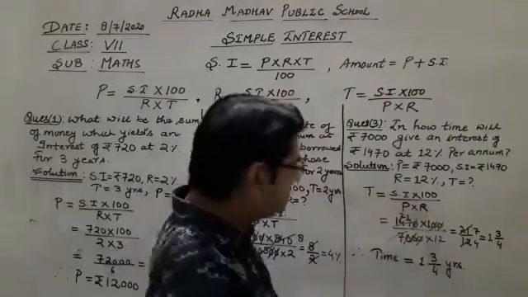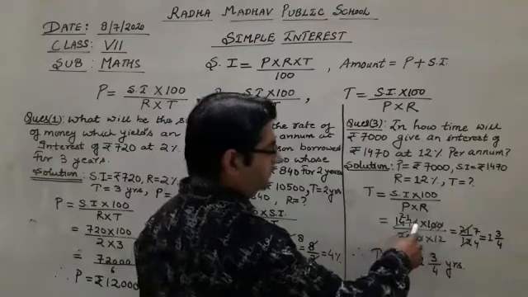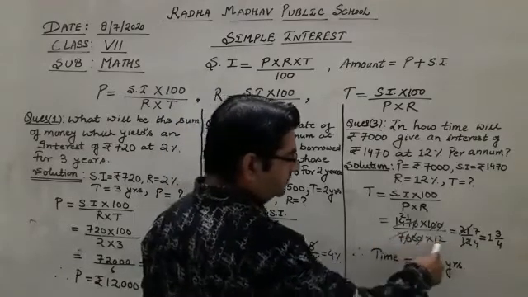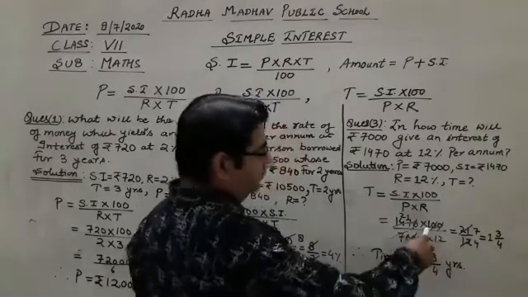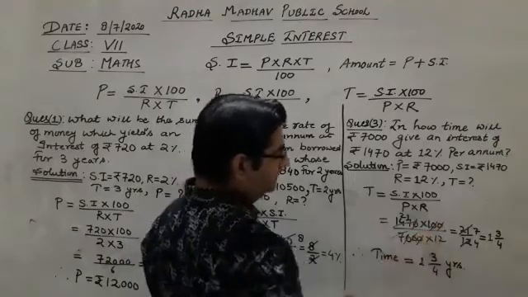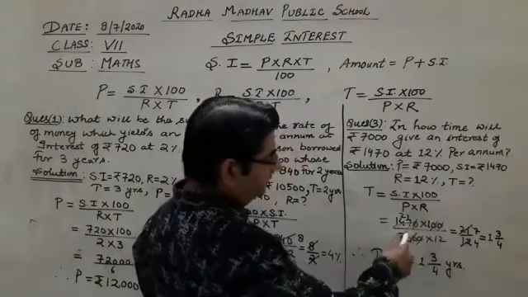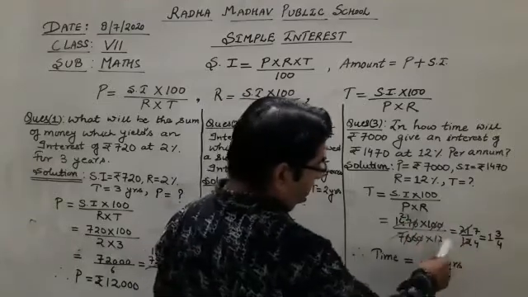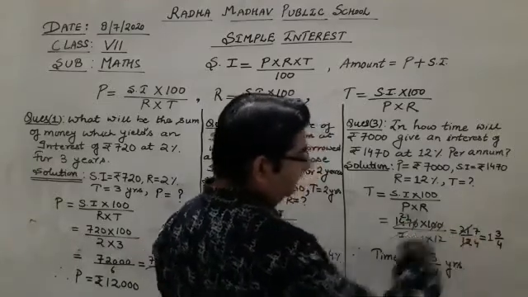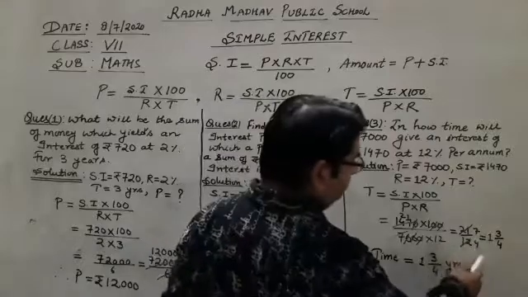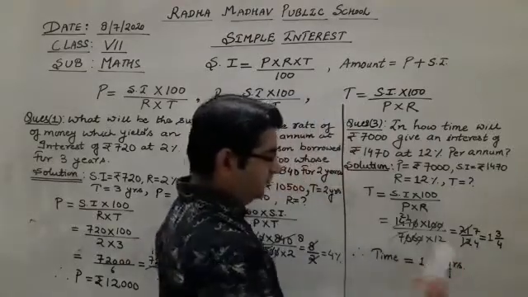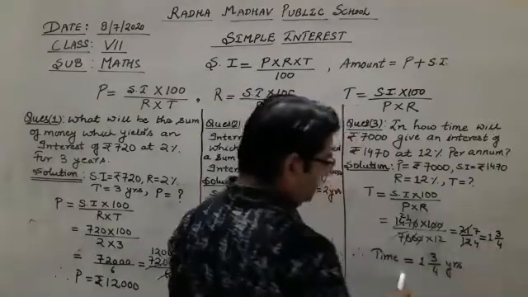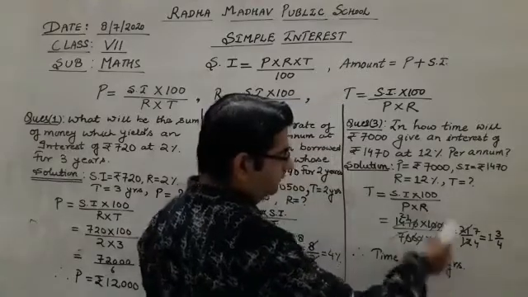On putting the values, we get 1,470 × 100 / (7,000 × 12). On cancelling zeros and dividing 147 by 7, we get 21. So 21 upon 12. On further dividing by 3, we get 7 by 4. So we get 1 whole 3 by 4 years. Time is 1 whole 3 by 4 years.